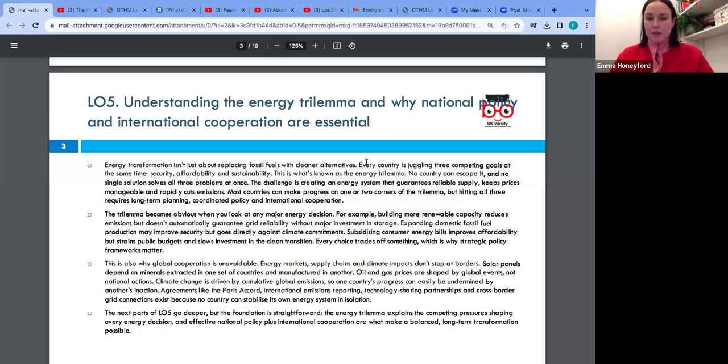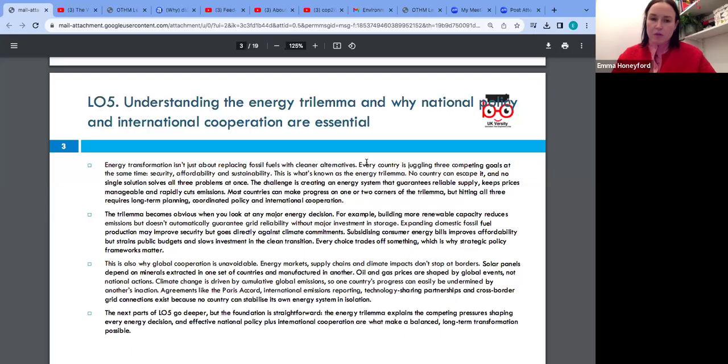But the price has to be accessible, and we have to think about climate equity, energy equity, and ensuring that people, especially those in poorer countries, aren't going to be at a disadvantage due to cost. So it has to be sustainable, the whole picture. Most countries can make progress on one or two corners of the trilemma, but hitting all of these requires long-term planning, coordinated policy, and international cooperation, which we're going to go into a little bit further on, later on.